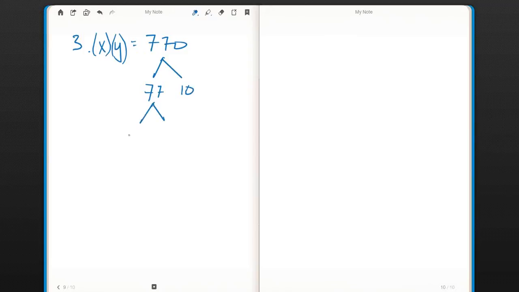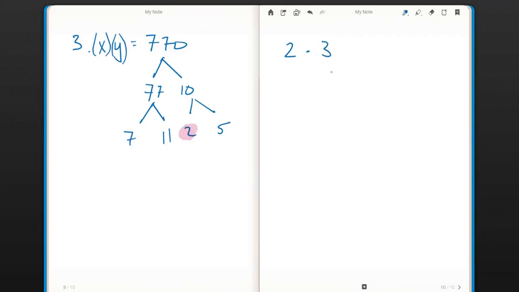And 77 I know to be 7 times 11. And 10 I know to be 2 times 5. And these are prime numbers. Every factor of 770 can be found in one of these numbers. I could say it's 2 times... there's a 2. I can multiply the rest of those and come up with 385. 7 times 11 times 5 would be 385.